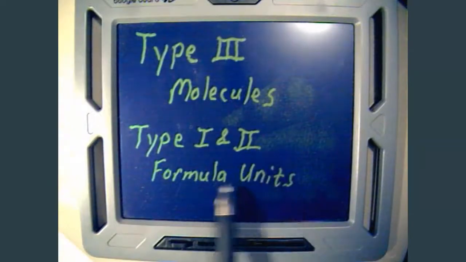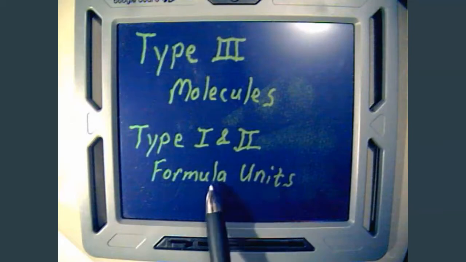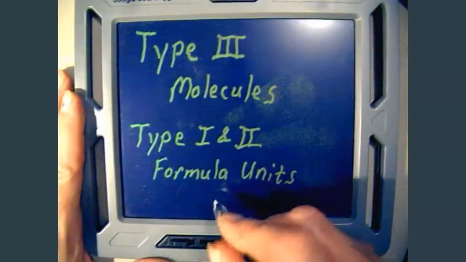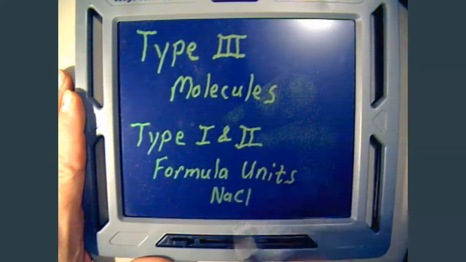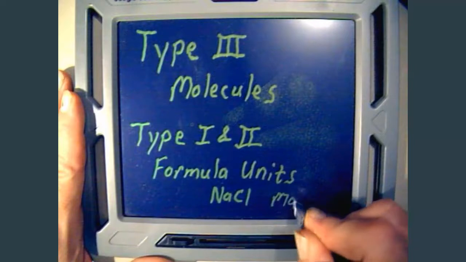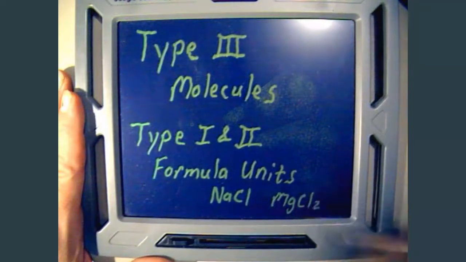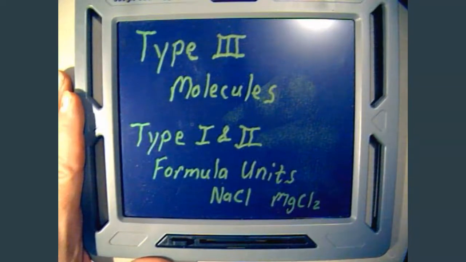Now you get these large network solids. You're not going to find a single sodium with a single chlorine. You're going to find this big network solid of sodium and chloride ions. And the formula unit is the simplest whole number ratio of the elements in that compound. So for instance, in NaCl, you have 1 sodium for every 1 chlorine. Whereas with magnesium chloride, because magnesium forms a 2 positive charge, you have 1 magnesium for every 2 chlorines.